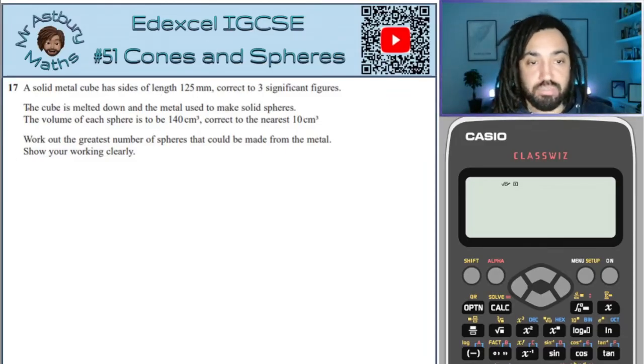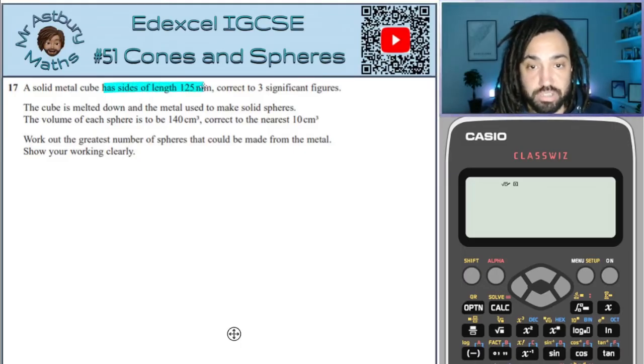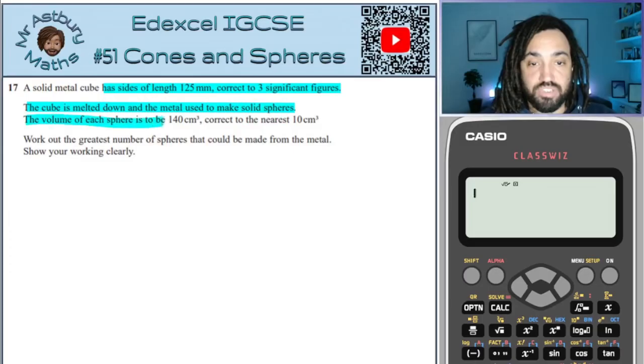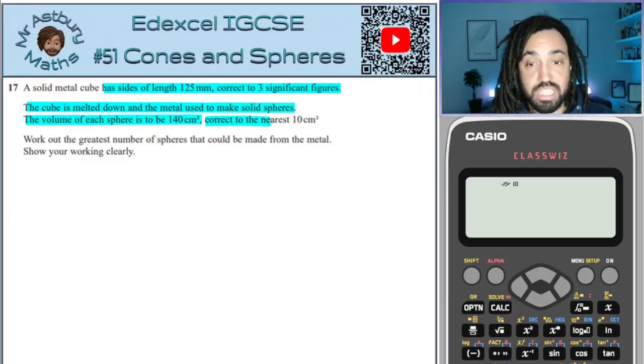Let's do it. So we've got a metal cube which has side lengths of 125 millimeters, correct to three significant figures. And then the cube is melted down and the metal is used to make solid spheres. And the volume of each sphere is 140 centimeters cubed to the nearest 10 centimeters cubed. Okay, work out the greatest number of spheres.